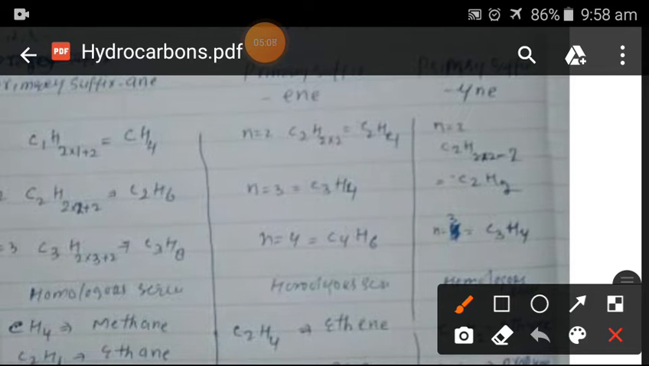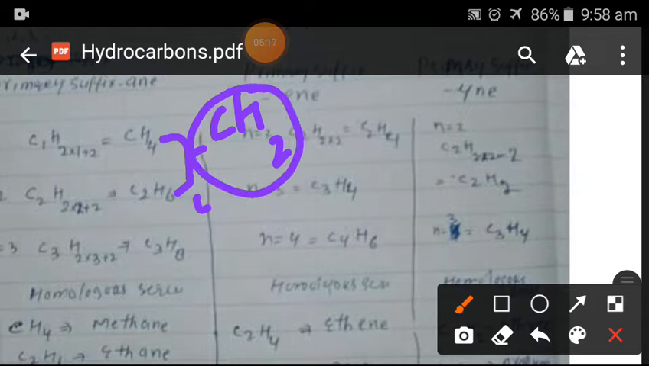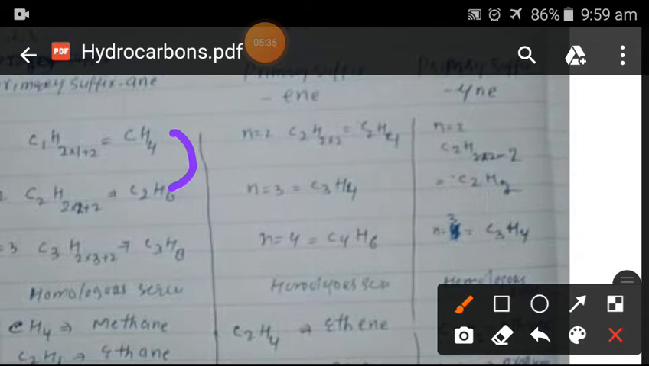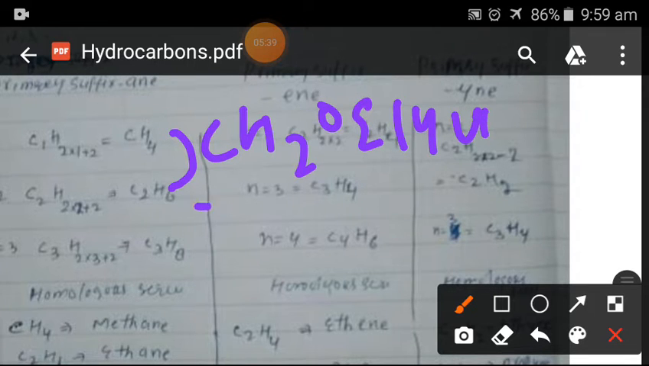But one thing you must remember: between analogous members, for example methane to ethane, there is a difference of CH2. Clear? Or we may say a difference of 14 u. For example, carbon has mass 12 plus 2 hydrogen atoms has mass 2, so it becomes 14 u. Analogous members having a difference of CH2 or 14 u are called a homologous series.